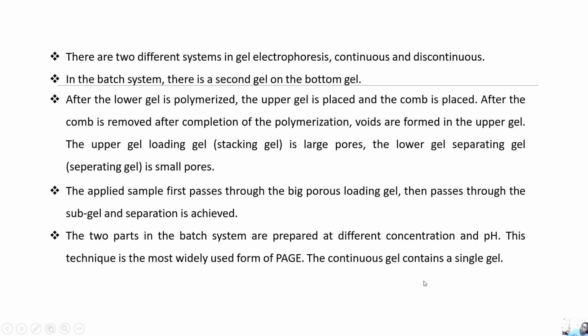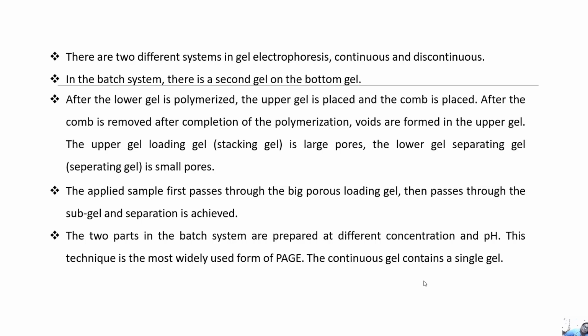There are two different systems in electrophoresis, the continuous and discontinuous. In the discontinuous system, there is a second gel on the bottom gel. After the lower gel is polymerized, the upper gel is placed and the comb is inserted. After the comb is removed upon completion of the polymerization, the wells are formed in the upper gel, and the upper loading gel has large pores and the lower separating gel has small pores.